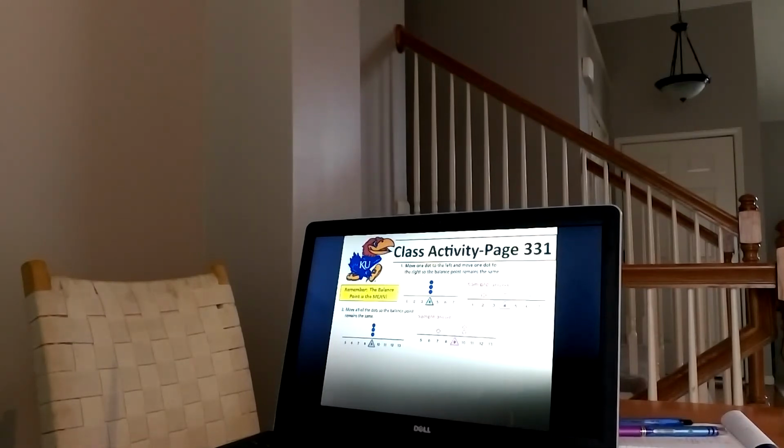Okay, now I have to move all 6 dots to a different location. So I can't leave any dots on 20, and I can't leave any dots on 12. Okay, so to make sure the balance point is 17, all I'm going to do is put 2 dots on 16, 2 dots on 18, 1 dot on 19, and 1 dot on 15.